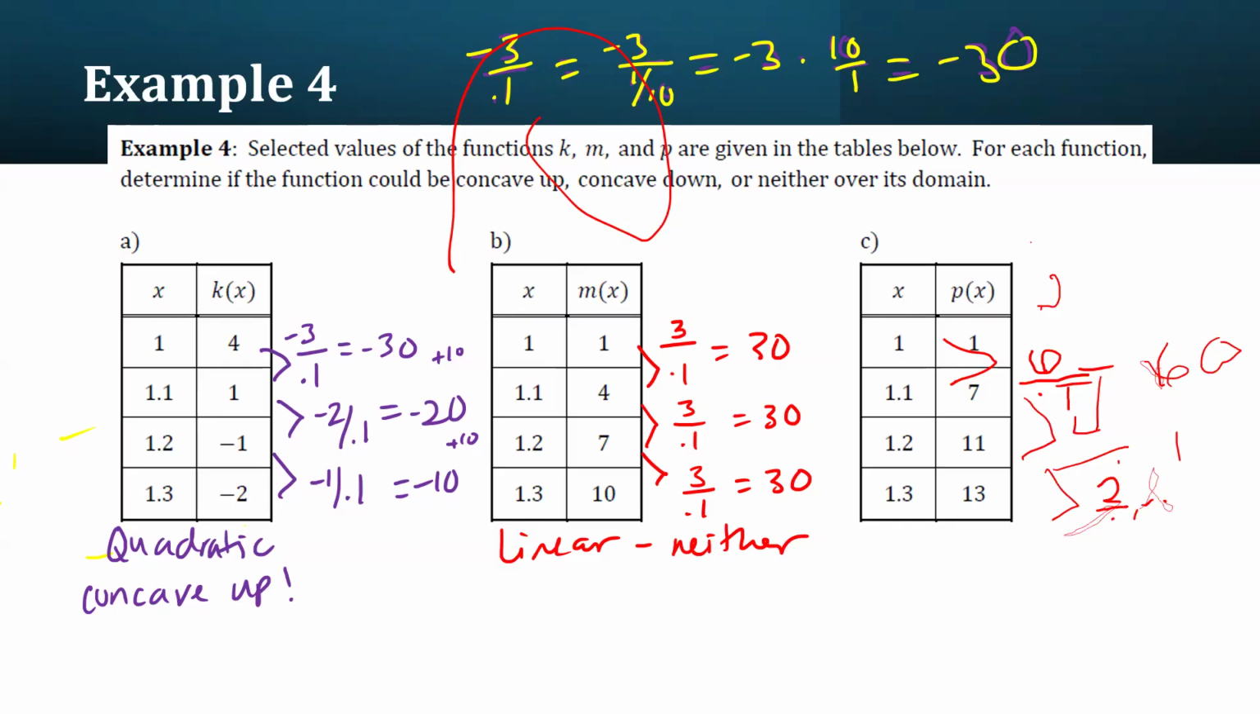Quadratic and concave down because it's decreasing. Good job. Did everyone get that?